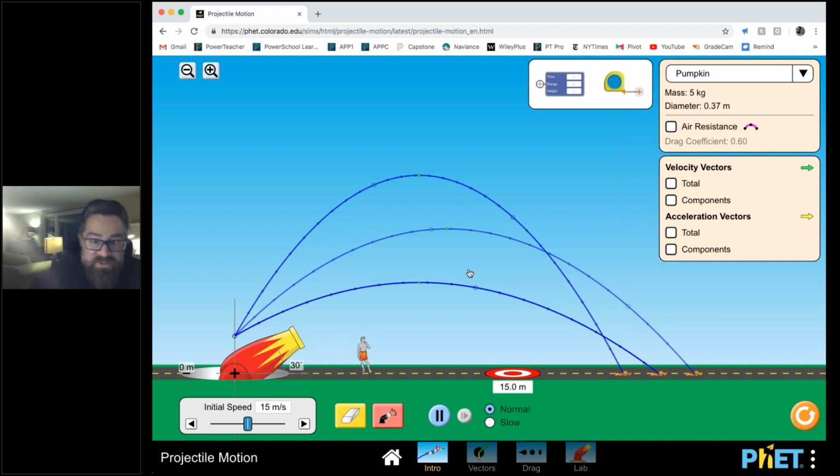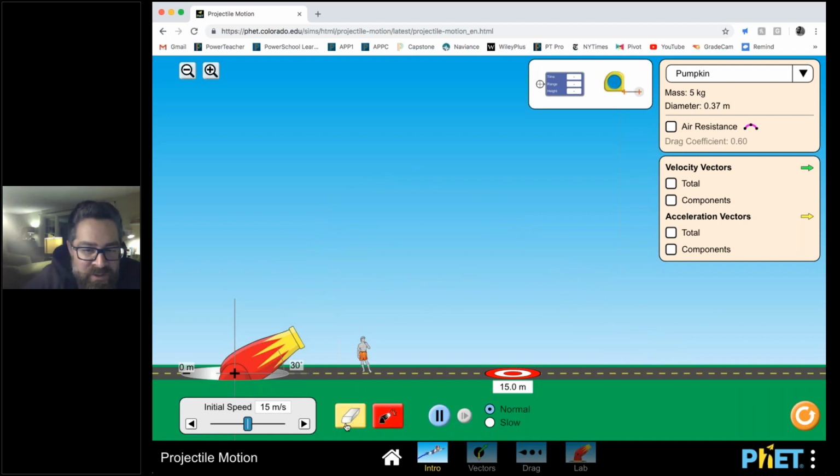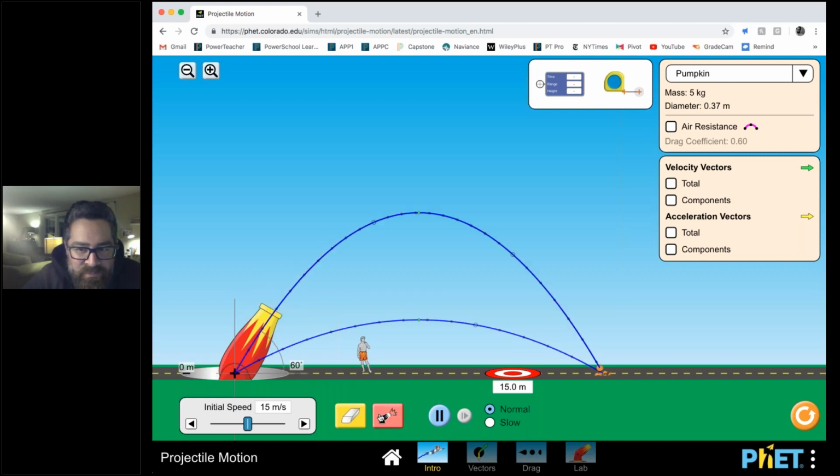I'm trying to erase this stuff. I can do it. All right. So now I'm at 30 degrees. I fire it. Now I'm going to go up to 60 degrees and fire it again. Same height here. And then we'll see, obviously, 45 gives us the optimal range.